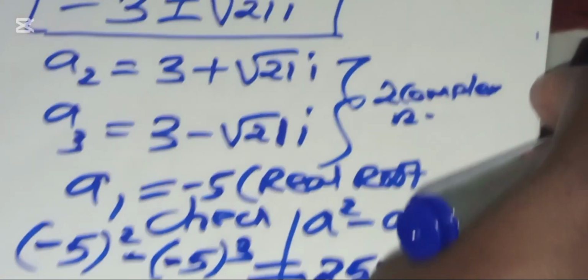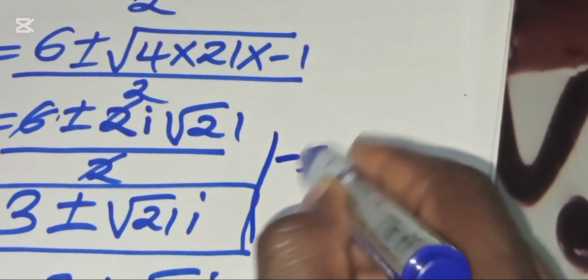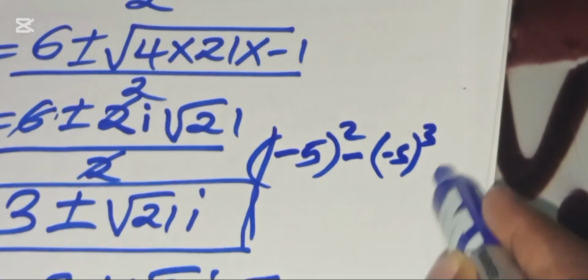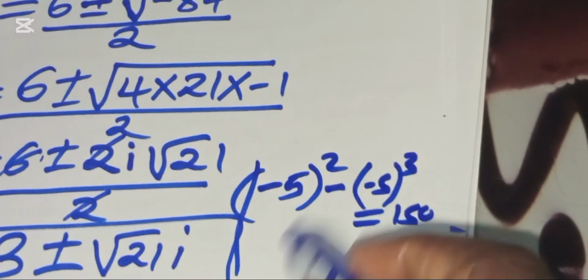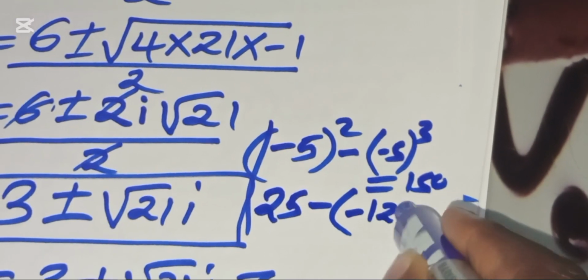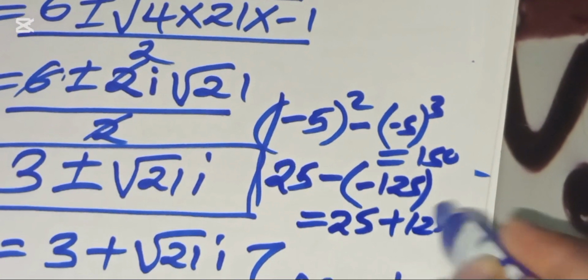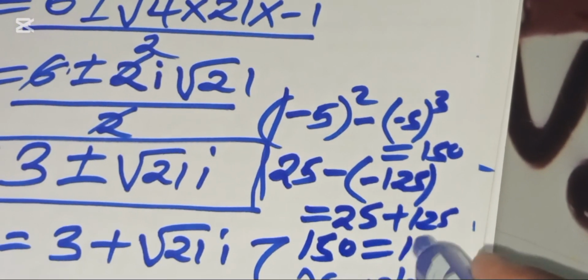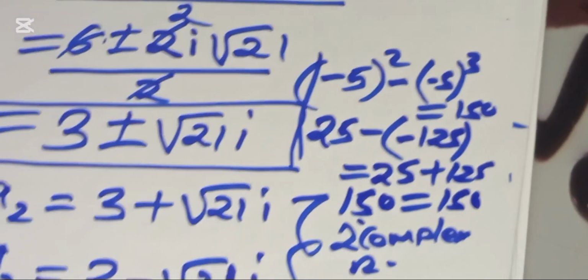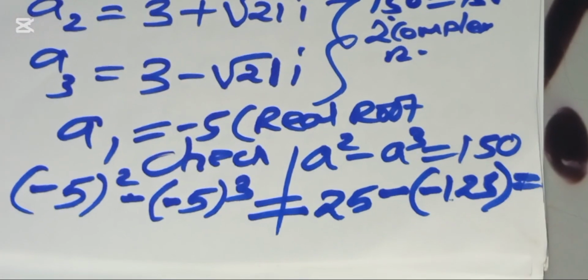Okay, sorry. We are saying that we have here negative 5 squared subtract negative 5 cubed. This should give us 150. So negative 5 squared is 25, subtract negative 5 cubed, which is negative 125, and this is equal to 25 plus 125, which is 150. So the left hand side is equal to the right hand side, and that affirms that the real root, which is negative 5, actually satisfies the equation.